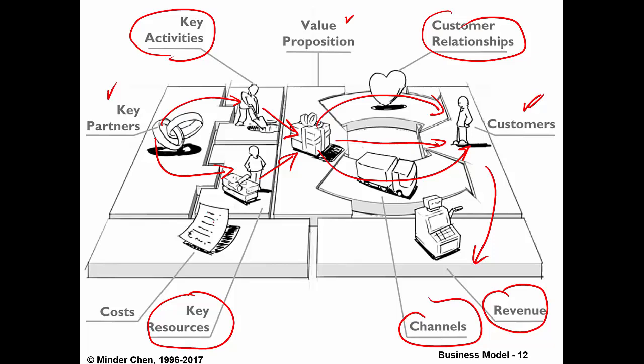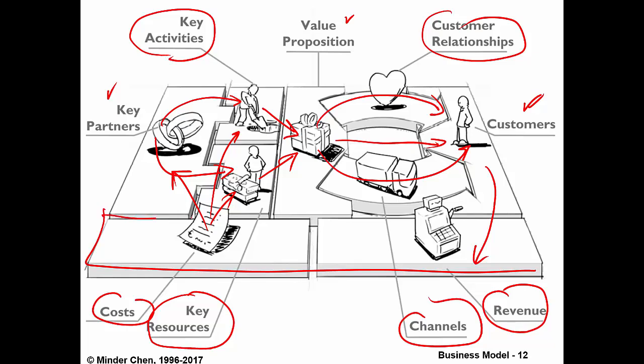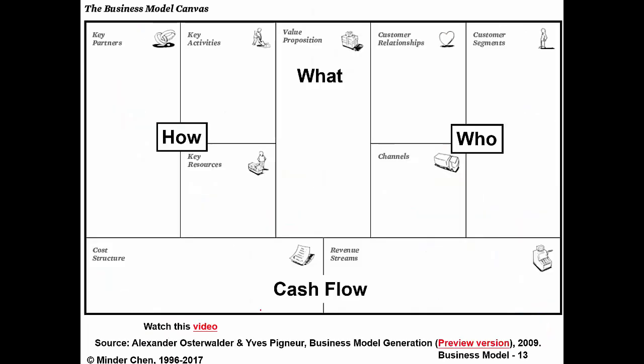And in order to acquire the resource, perform the activity, or work with the key partner, you do need to pay for the resource and to have the activity performed by your employee or the key partner. That's where the cost will come in. So at the bottom of this business model canvas are the revenue and the cost, which are the financial aspect of your business.